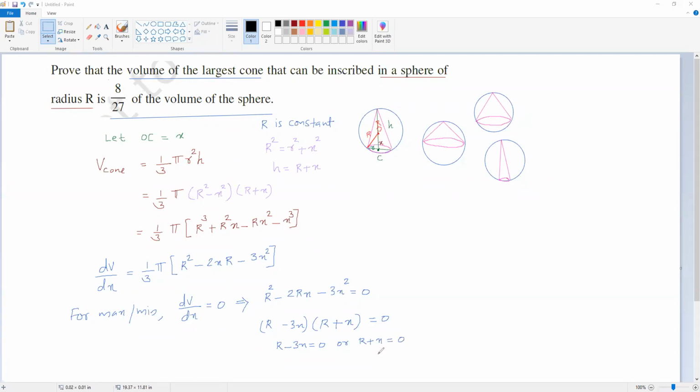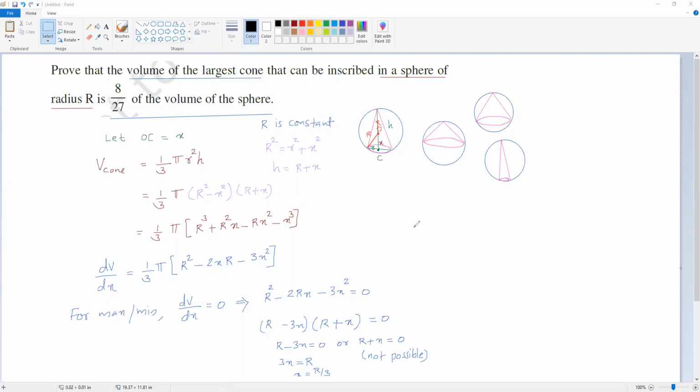But r plus x equal to 0 means x is equal to minus r. That is not possible, because r plus x is the height of the cone. Sorry, not cylinder, cone, the height of the cone. The height of the cone cannot be 0. That means r minus 3x is equal to 0, that means 3x is equal to r, that means x is equal to r by 3. So now you got the critical point. Your critical point is x is equal to r by 3.